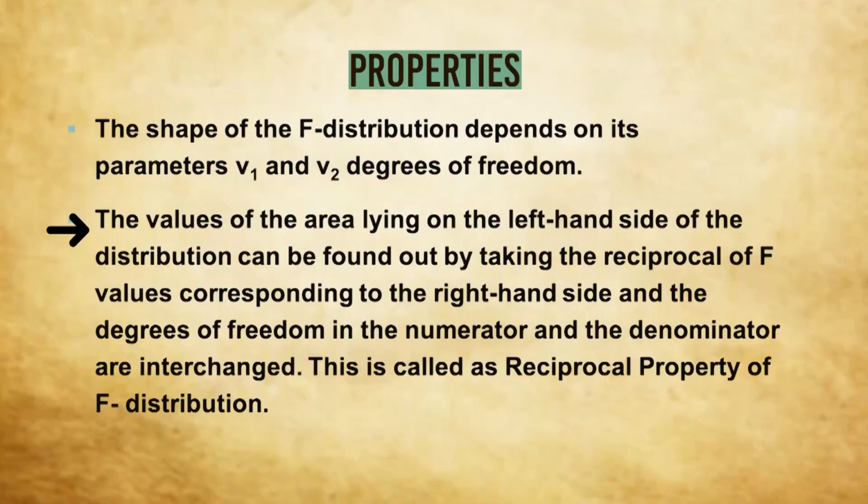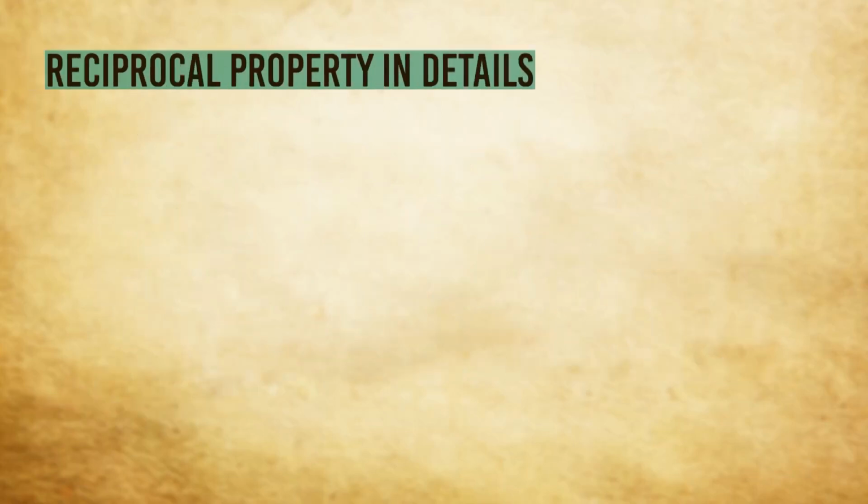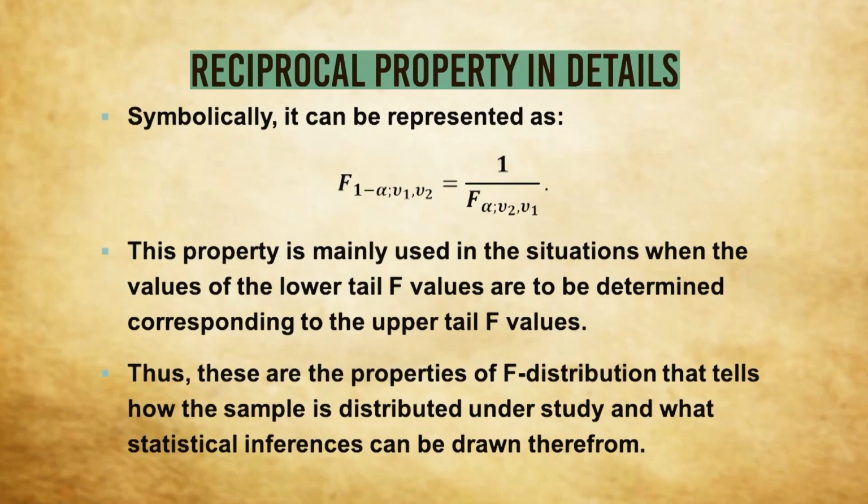The values of the area lying on the left-hand side of the distribution can be found out by taking the reciprocal of F values corresponding to the right-hand side, and the degrees of freedom in the numerator and the denominator are interchanged. This is a very important property that we will come to later also. This is called the reciprocal property of F distribution. So, reciprocal property in detail. Symbolically, we can represent this as F1 minus alpha n1 n2 is equal to 1 by F alpha n2 n1. It is a very important property.